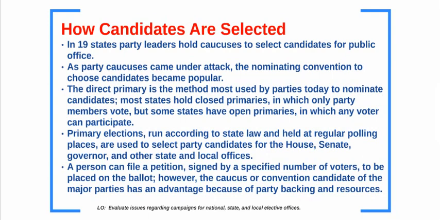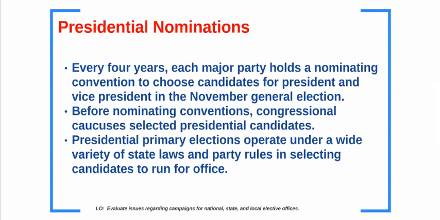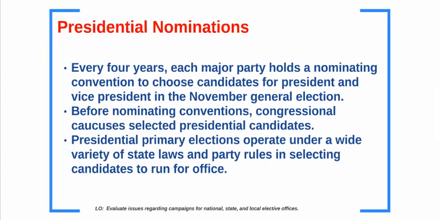A person can file a petition signed by a specified number of voters to be placed on the ballot. However, the caucus or convention candidate of the major parties has an advantage because of party backing and resources. Presidential nominations. Every 4 years, each major party holds a nominating convention to choose candidates for president and vice president in the November general election. Before nominating conventions, congressional caucuses selected presidential candidates. Presidential primary elections operate under a wide variety of state and party rules in selecting candidates to run for office.